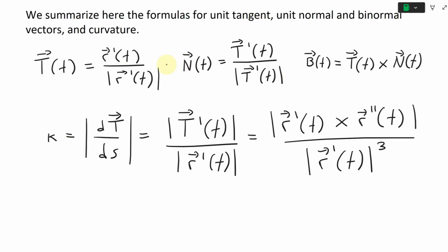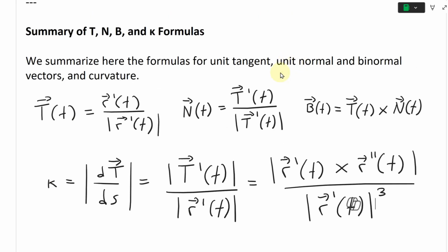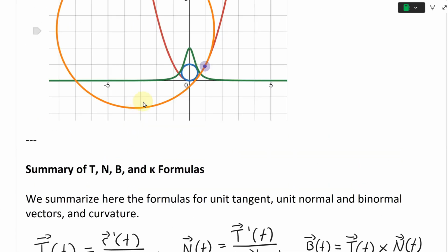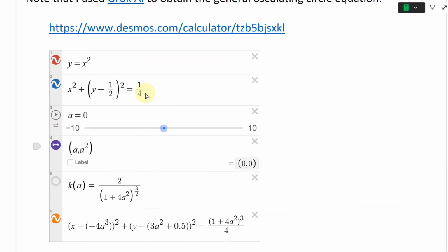So that's kappa, and there's the unit tangent. This is the unit normal. This is the unit binormal. Again, I say unit just because they're all unit vectors. And then we have the curvature. So yeah, that is all for today. Yeah, so that's quite an epic long video, and hopefully you enjoyed this.